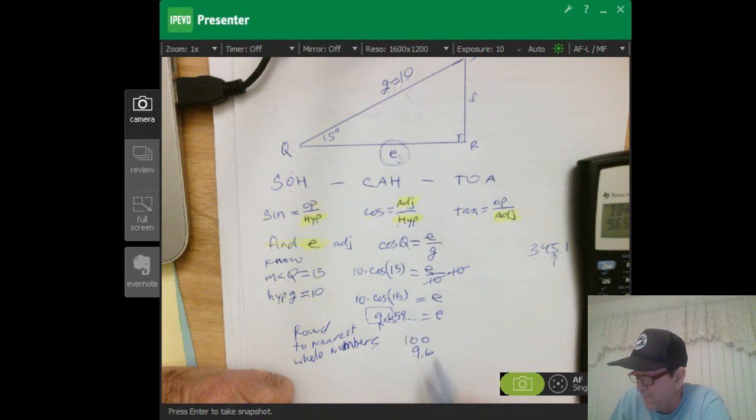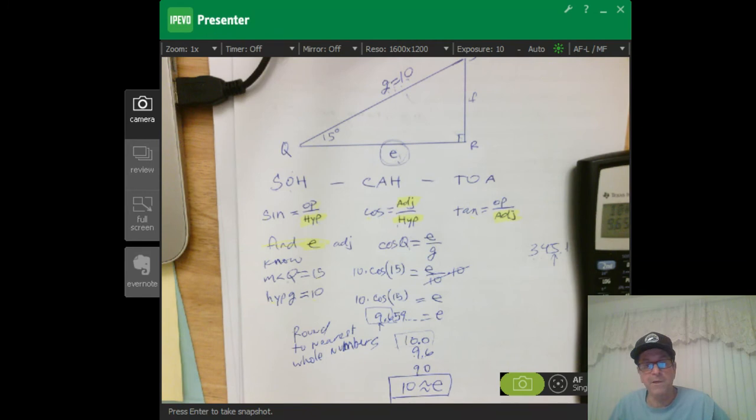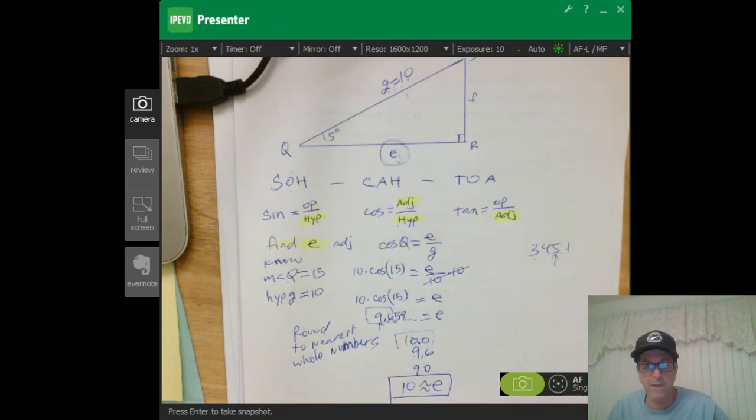Is that closer to the one above it, which is 100, or 90, the one below it? And 9.6, or 96, is closer to 100. Move that decimal up there, and so it's 10. So our answer will be that E is about equal to 10. So that's how you do that.